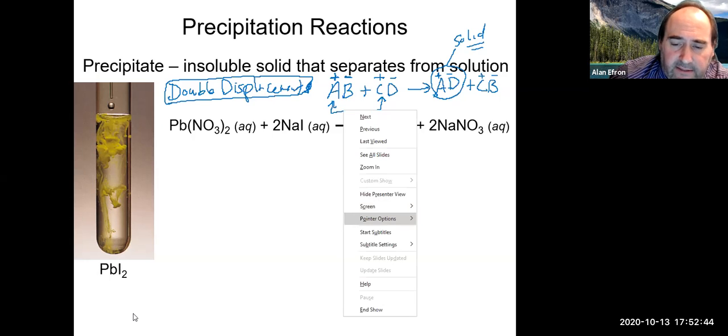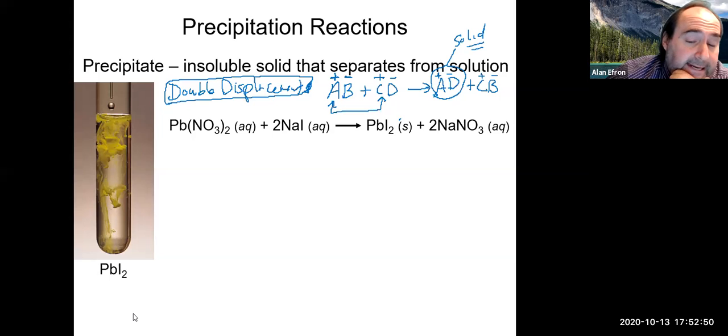If we take some lead(II) nitrate and we react it with some sodium iodide, we will make lead(II) iodide and sodium nitrate. So you can see this is a positive negative guy, that's an ionic compound, and this guy is also a positive and negative guy. Ultimately, our two positive guys are switching places. So the lead ends up with the iodide on the right-hand side, making a new positive negative guy, and the sodium ends up with the nitrate on the other side, making a second new one.